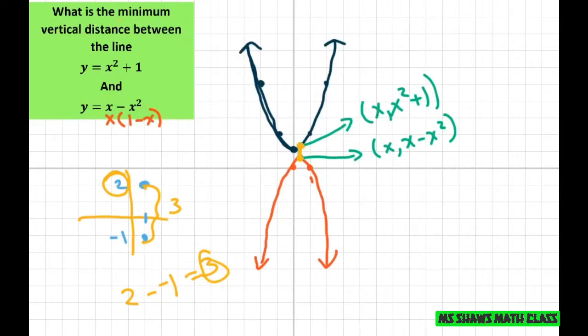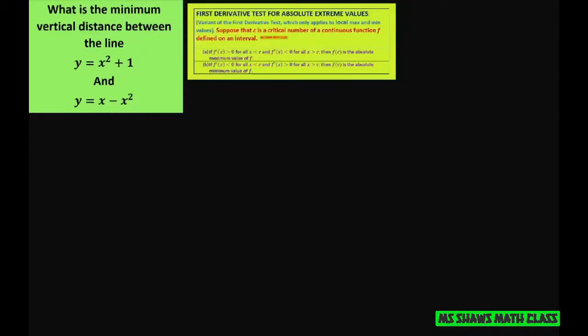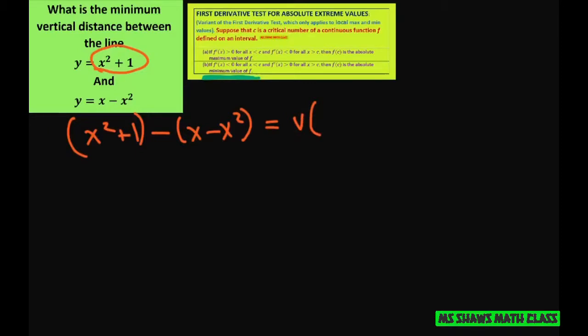But we need to find the minimum vertical distance, so we're going to use the first derivative test for absolute extreme values. We want a minimum, so we want it to be like this, and I'll explain that. What we're going to do is subtract our y's. I'm going to take x squared plus 1 minus x minus x squared, and I'm going to call this my vertical distance, v of x.